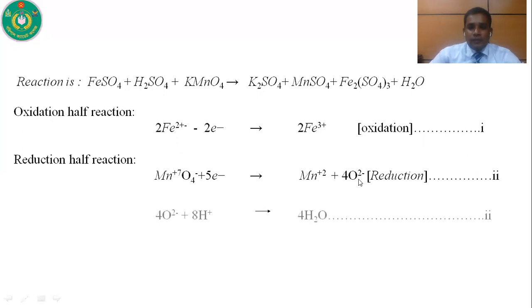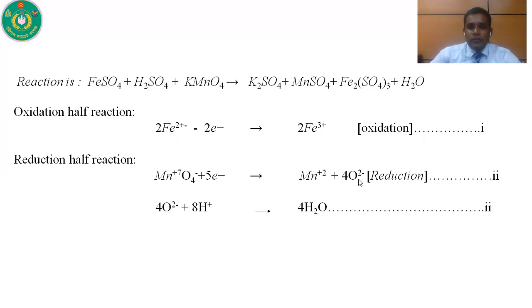We also know that in a water molecule, there are 2 hydrogen atoms with 1 oxygen atom. So for neutralizing these 4 O2-, we need 8 H+. So 4 O2- combined with 8 H+ form 4 H2O.